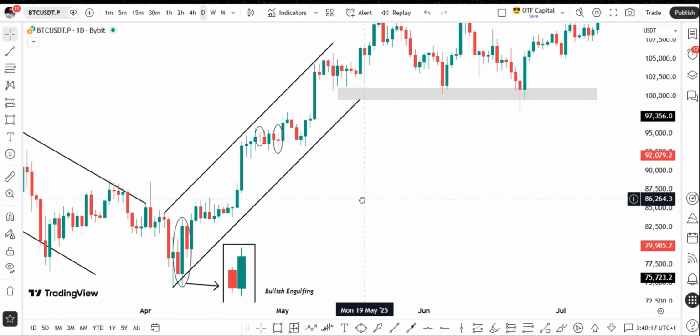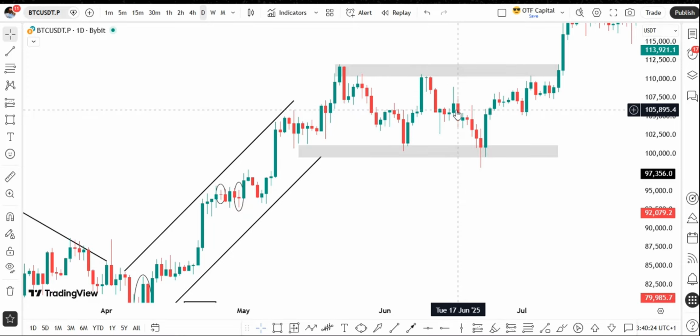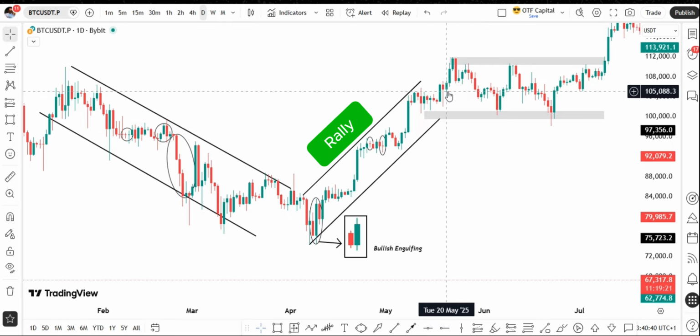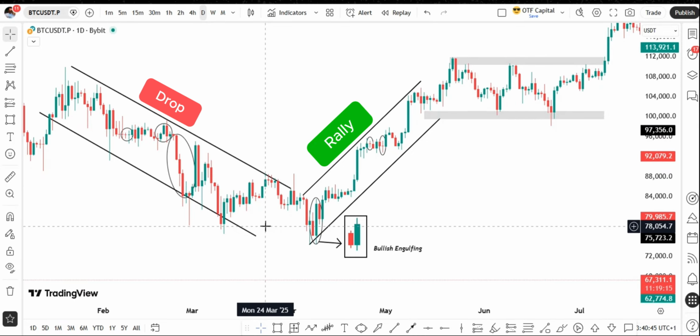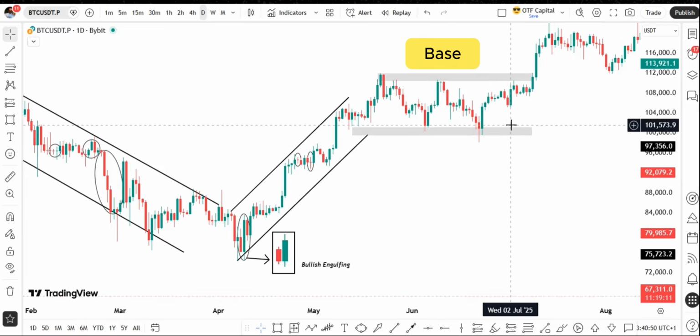In the sideways market, this is called a ranging market. This can also be called a base. The upside can be called a rally. Then the downside can be called a drop. It can also be called a rally to the downside. So the range is called a base.